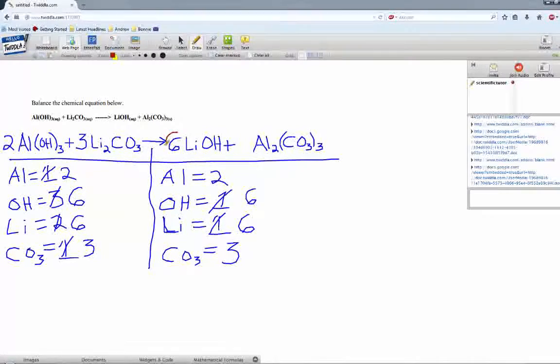These will be your coefficients: 6, 3, and 2. And if you want, you can put a 1 here, but you don't have to. This will be the answer for the balanced chemical equation.